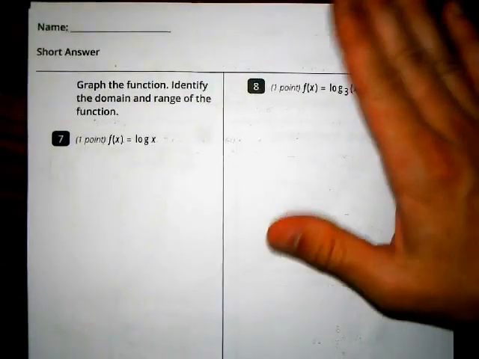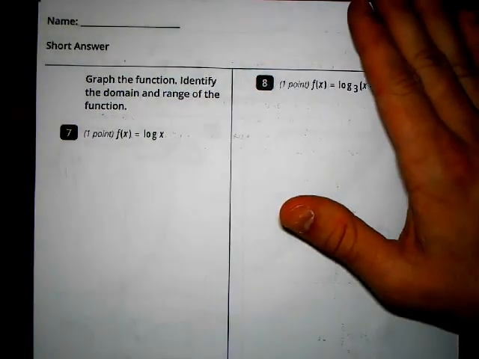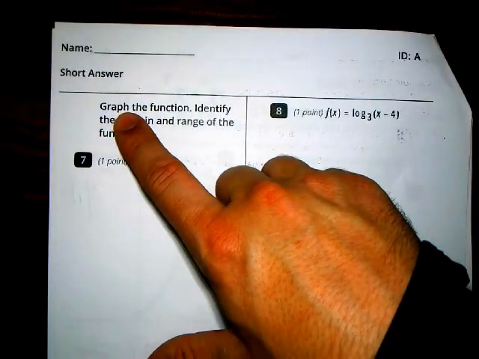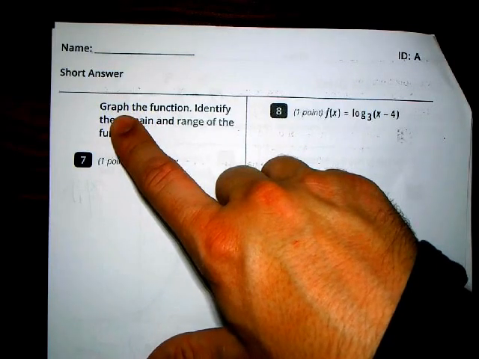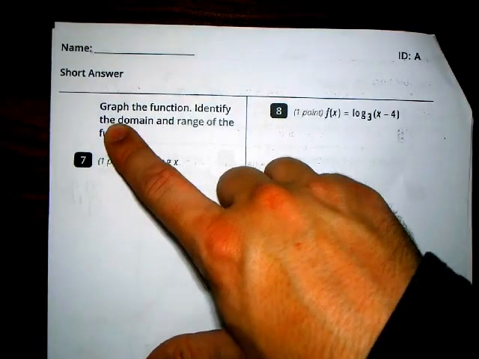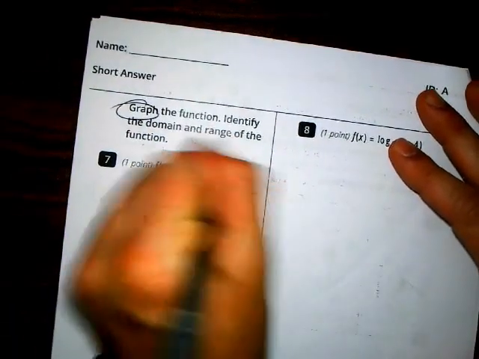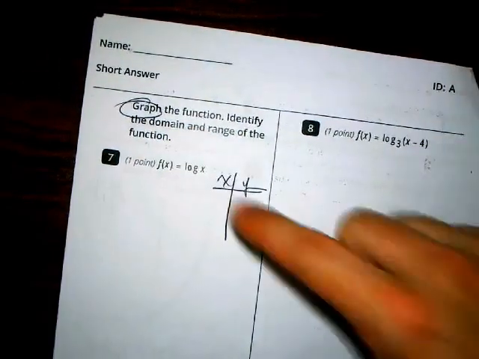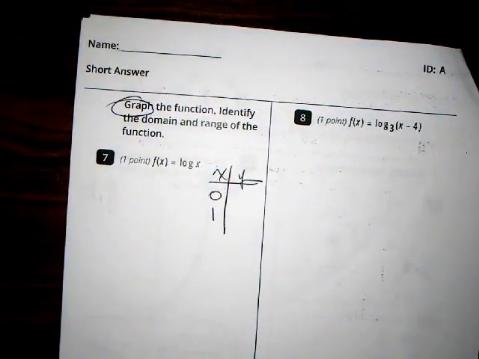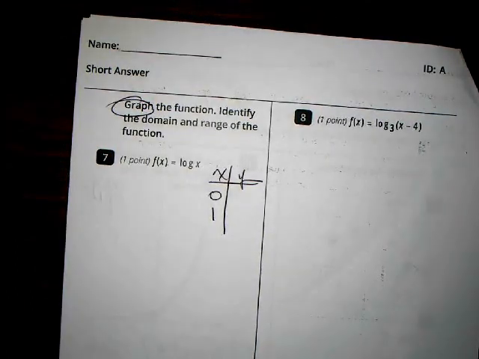Let's come on over to number 7. And look what they did. They asked us to take a graph again. So what should we be doing here? When you take a graph, you should do what? T-chart, guys. So put out your x and your y. You need to only look at these two coordinate points, 0 and 1. Just pick easy ones for yourself. Very easy ones.